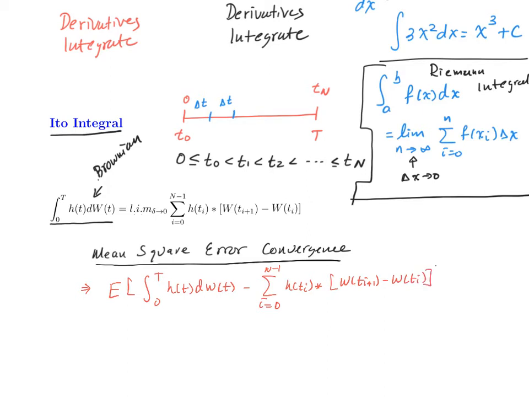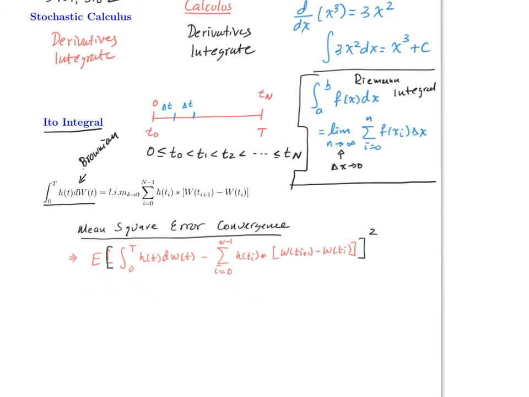You take the square of this expected value, and this goes to 0 as delta goes to 0. That's what I mean by mean square error convergence, where delta is equal to the maximum of the intervals t_{i+1} minus t_i. Remember, this is what we defined to be delta t.